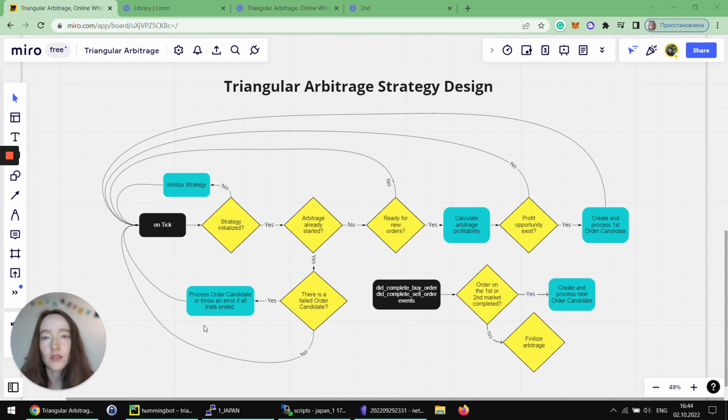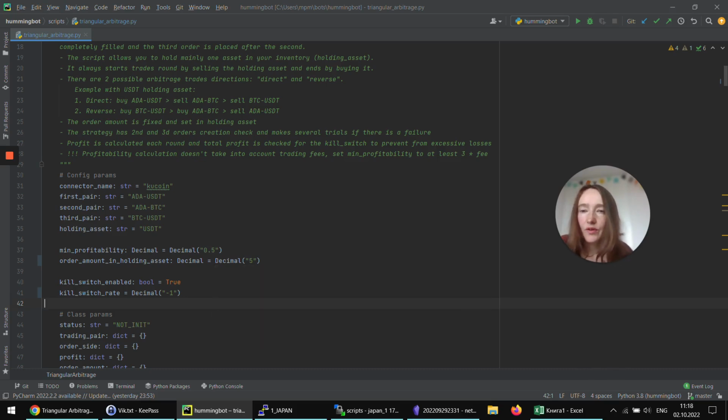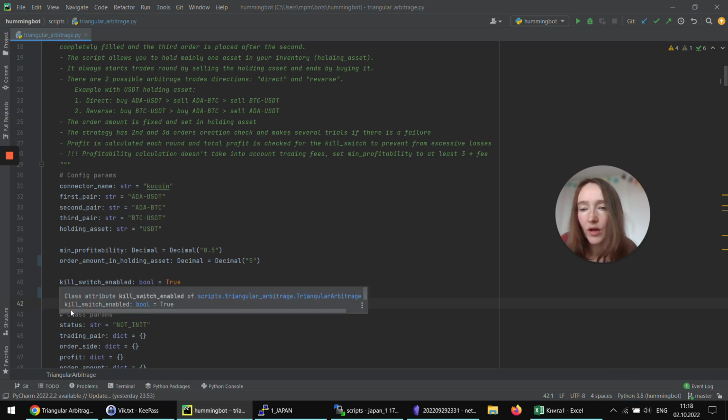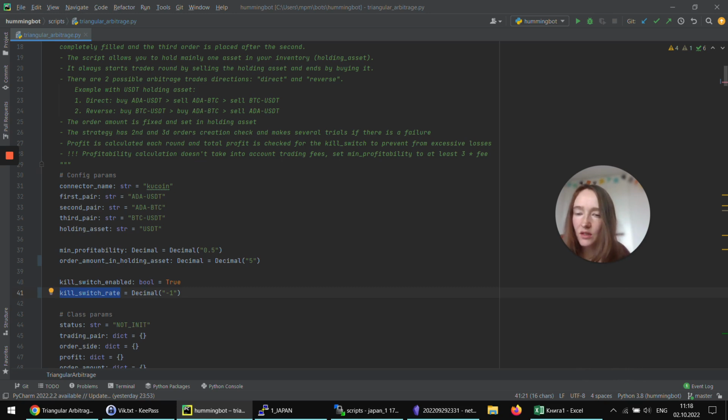This is to be sure that the arbitrage is completed and we do not end up with unnecessary assets in our inventory. Let me show the user input. It's quite easy. You just enter the connector name, the 3 trading pairs, and the main asset that you hold, right here it's USDT. You also enter the minimum profitability. The order amount is fixed and set in the holding asset, right here it is 5 USDT. I also added a kill switch functionality to prevent unnecessary losses. When this kill switch rate is reached, the trading is stopped, so it's very easy.